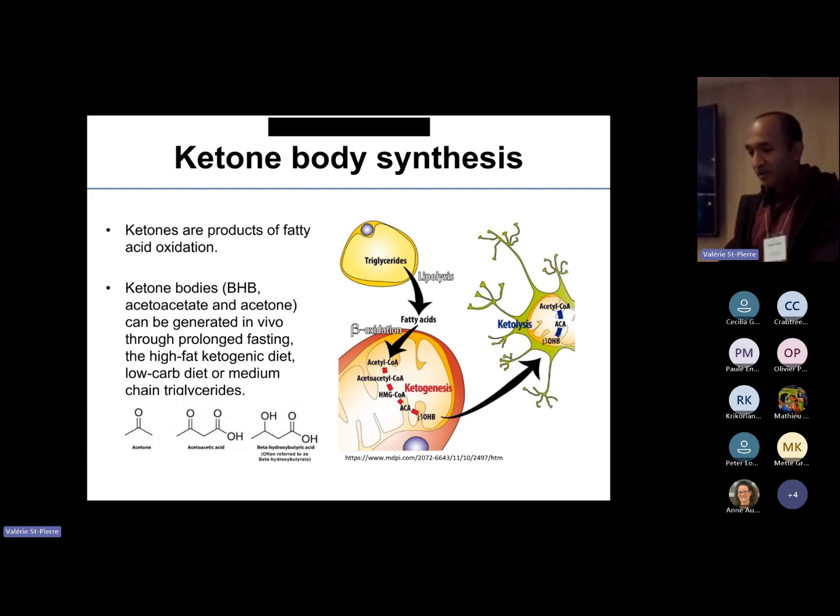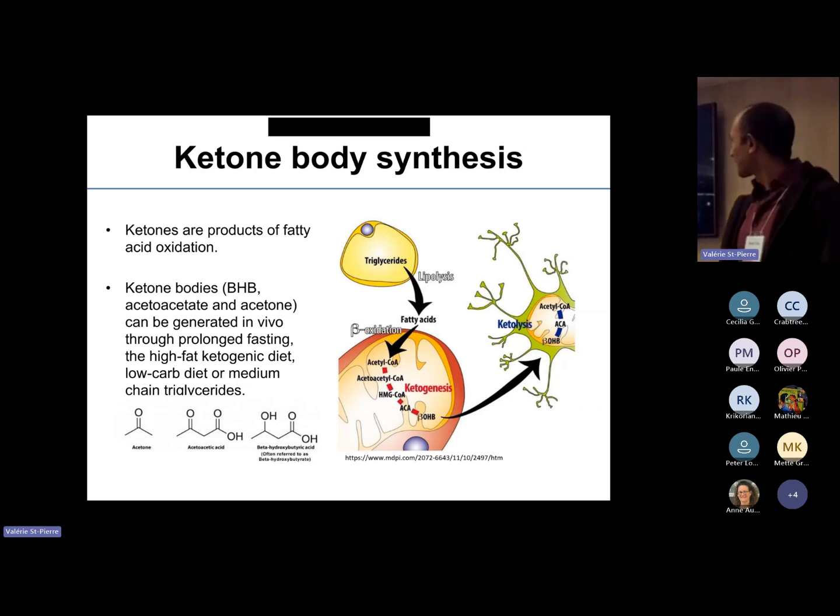So this is a slide which a lot of you have seen, but ketones, as you know, are products of fatty acid oxidation. Realistically, we call them ketone bodies, but chemically, there's actually only one ketone. Anyone know which one that is? Look at the structure. Acetone, exactly. The rest are not really ketones, chemically speaking. So, chemistry 101.